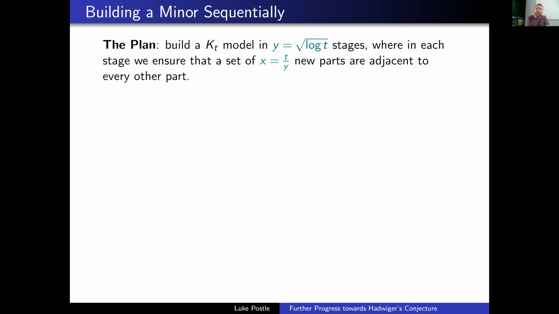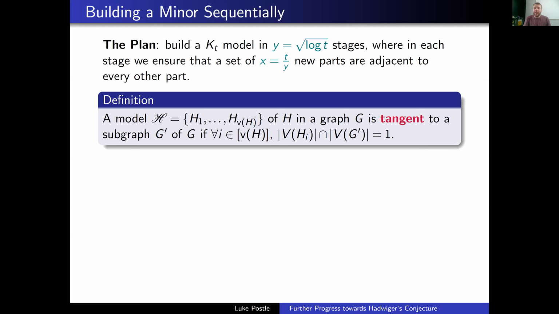Well, here's the plan. The plan is to build a K_t model, again, in a number of stages, right? So I said sequentially. The always separable case was the recursive idea. Here we're going to do sequential. So we'll build a K_t model in y equals square root log t stages. Here I changed it from the log t to the quarter we had before, because now we'll actually need the square root log t. And at each stage we're ensured that a set of x equals t over y new parts are adjacent to every other part. So we're going to have y stages, and each stage will build t over y new parts. And to do that, it's going to be helpful to come up with the following definition.